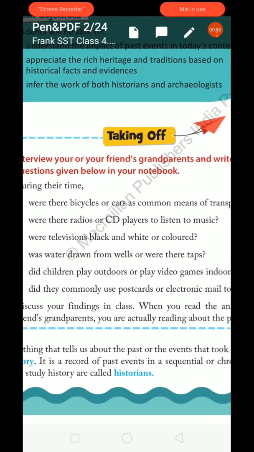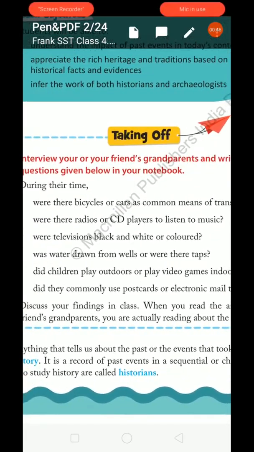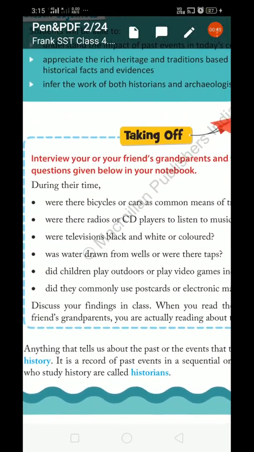First, were there bicycles or cars as common means of transport? Everyone has their personal car? No. In present time we have our personal car and bicycle, but at that time people didn't have. If they wanted to go somewhere, they needed a cycle or had to walk. That's it.